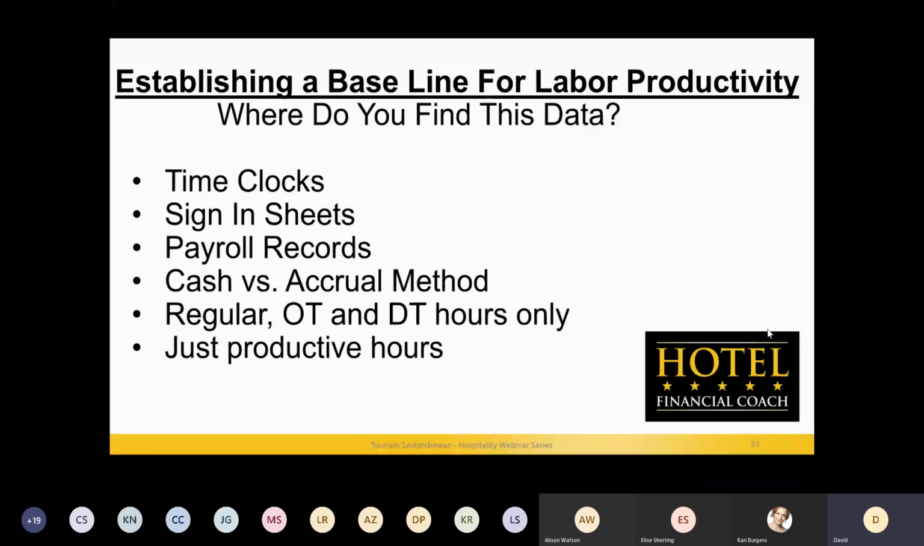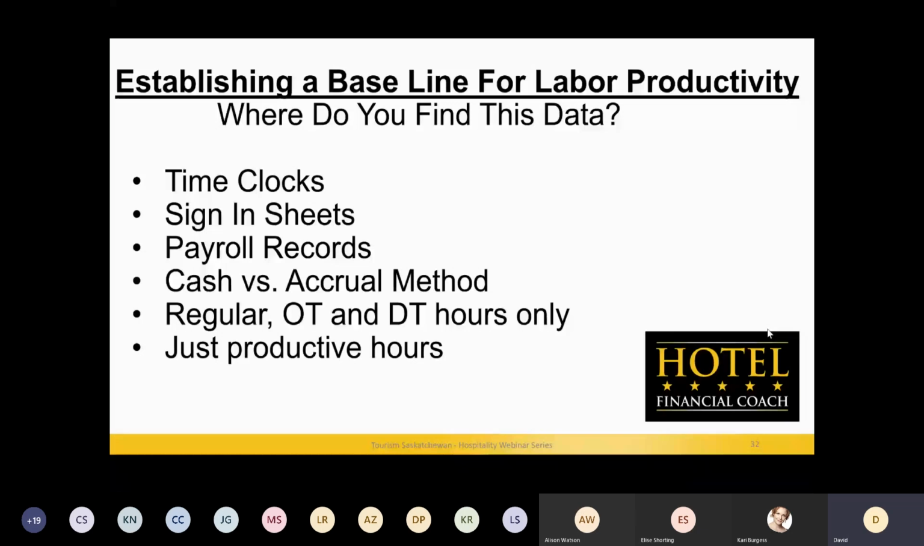From there, you're going to ask yourself, well, where do I need to go to find this data? Typical places are great sources. If you use time clocks, you can run reports and make this really simple. If not, you're going to have to pull sign-in sheets, maybe look at payroll records. You're going to want to make sure you're using the accrual method of accounting because we always pay people after the fact. So if you're looking at the hours in May, for instance, some of those hours won't be paid until June. So you need to be cognizant of what you're looking at.